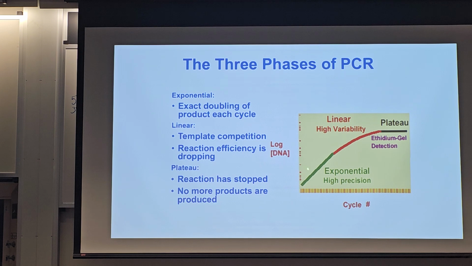Now in the early cycles, again, you're going to get doubling every cycle, so that's this green phase, and this is called the exponential phase, and this is where things are really precise. As long as we're in this exponential phase, if we measure how much product we have here, we can back calculate how much we started with, because we know that at every cycle we're doubling. So if it was 1,000 here, it's 500, it's 250, it's 125, etc.